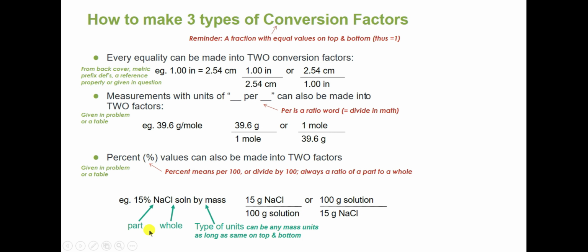When they're saying sodium chloride solution, even though we're not talking about solutions yet, we know this is describing a mixture, and sodium chloride is one thing in the mixture along with water. So this is going to be sodium chloride on the top and the whole thing, the solution, on the bottom. And when it says by mass, that means I need to pick a mass unit. You can pick any mass unit, but you better pick the same one. Once I have the first one, I can flip it to get the second one. This is going to take practice. Writing conversion factors is a tricky thing.